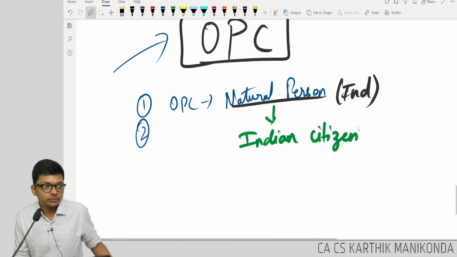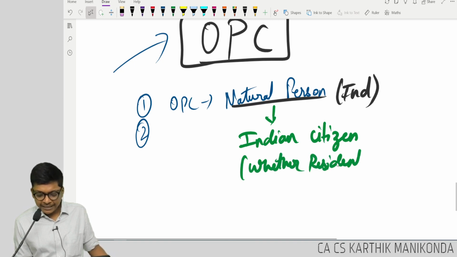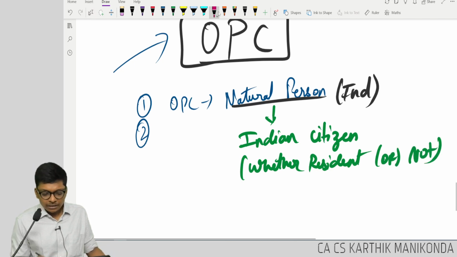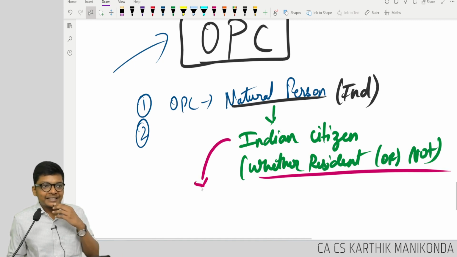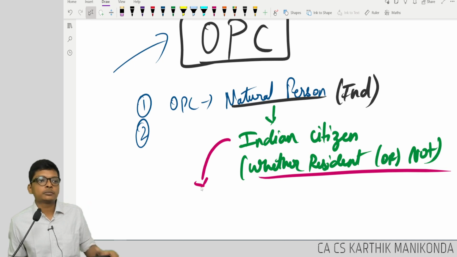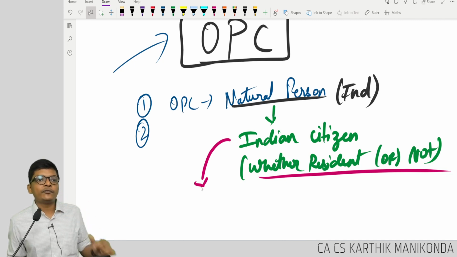Indian citizen. Whether resident or not, I don't care. He can be a resident, he need not be a resident, but he has to be an Indian citizen. How do I know somebody is an Indian citizen? You should have an Indian passport. Are you following, guys?